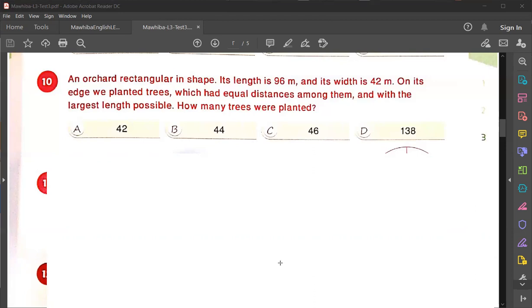An orchard is the same as a farm. I have a farm here, you can write it here. And its length is what? It is 96.